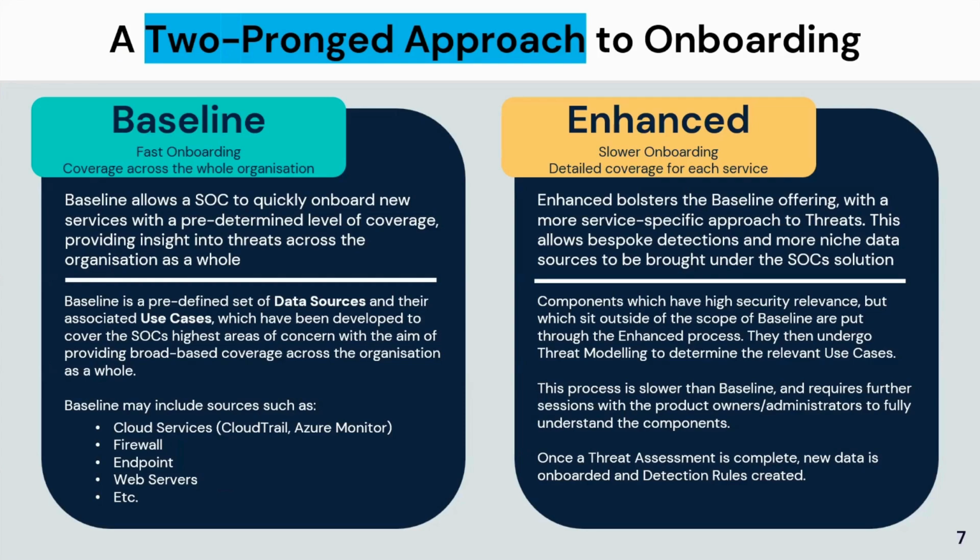So you're looking at the low-hanging fruit, the big hitting use cases. What can I easily detect from data sources that are well known and easy to onboard to provide a reasonable level of coverage? So you're looking at the obvious data sources, stuff like your AWS CloudTrail, your firewalls, your endpoints, your web servers, that type of thing, to just do a broad-based big hitter approach.